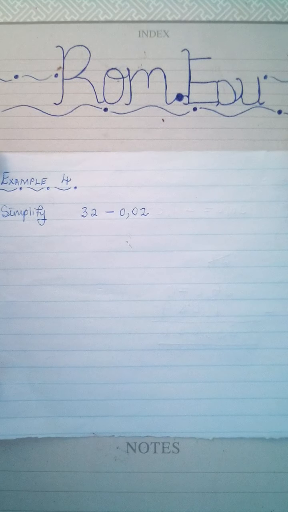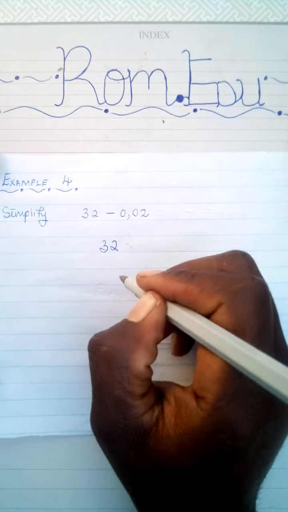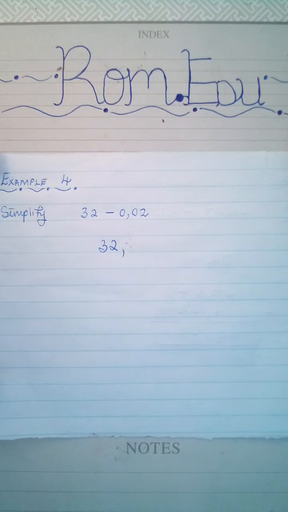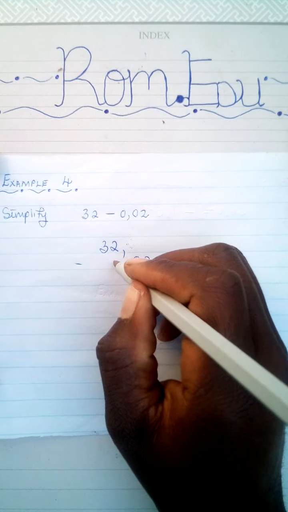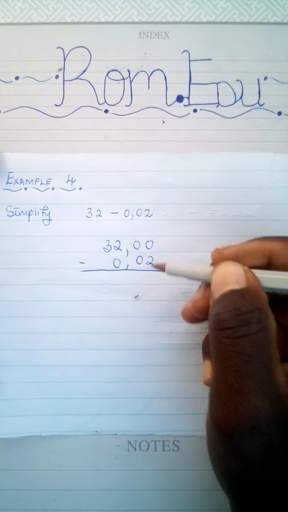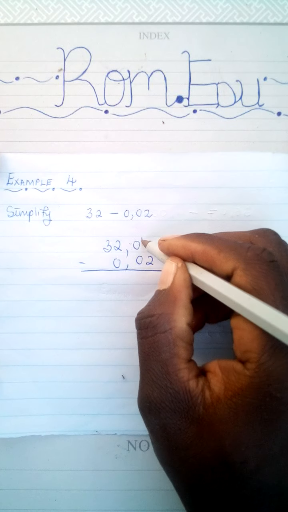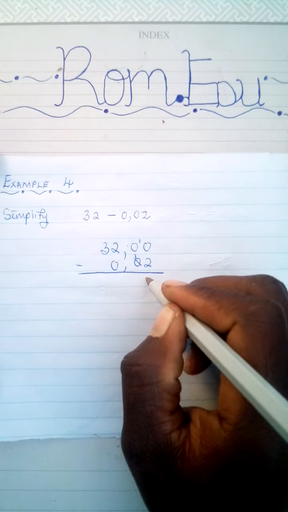Now we're going to look at our example number 4, which states: simplify 32 minus 0,02. It's a little bit challenging, but let's see how we do it in an easier way. Well, the first thing, we put 32 on top, comma. The second thing, we put 0,02 under. Here I add zeros. Right, then I subtract. 0 minus 2, it can't, I add a 10 there, I add 1 into there. 10 minus 2, that's going to be an 8 there.